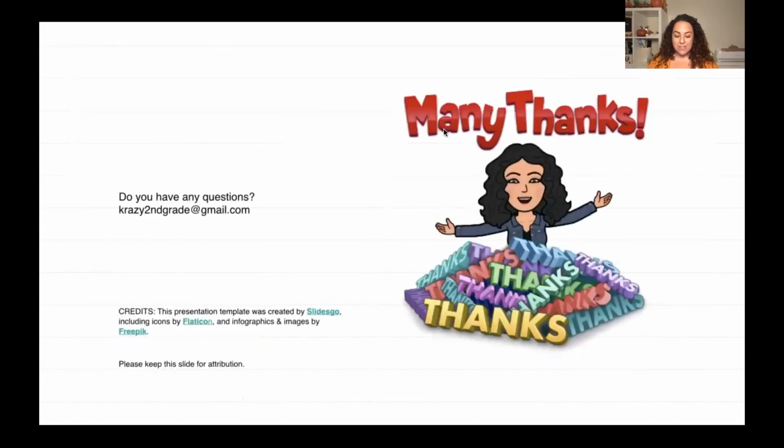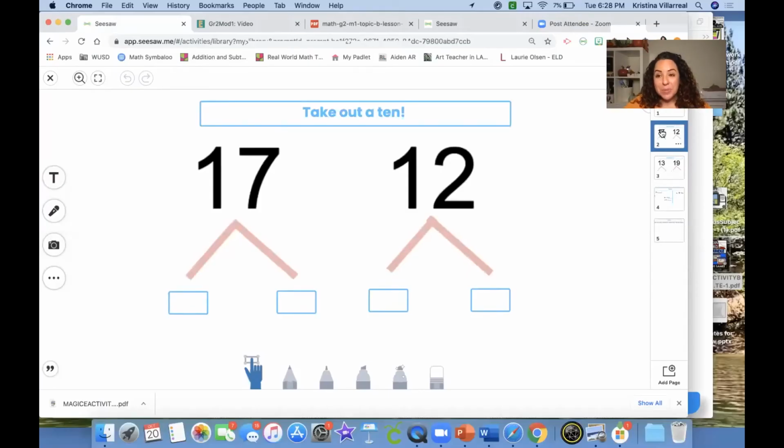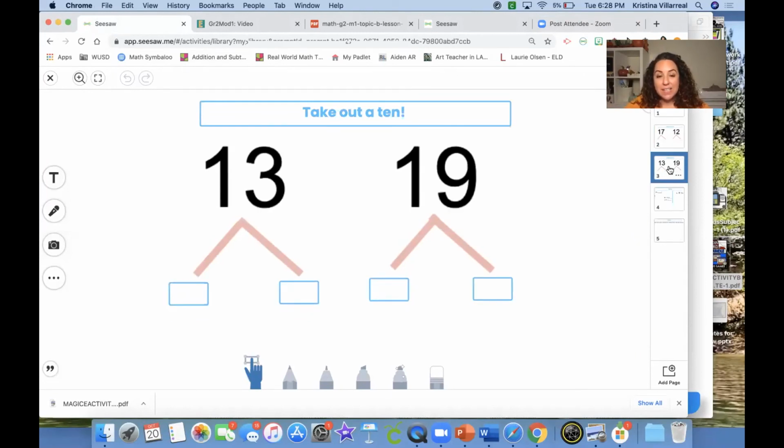Okay, so again, if you have any questions, please let me know, and I am here to help you. And let's go ahead and practice and look at your Seesaw activity. Okay, I want to know that you can decompose. So today you're going to show me how you take out a 10. So you have 17 and 12. You're going to put this first number as 10, or it can be the other number that you would put, and a 12. Decompose, but you have to do a 10. Okay, and then the next one right here, take out a 10, 13 and 19.